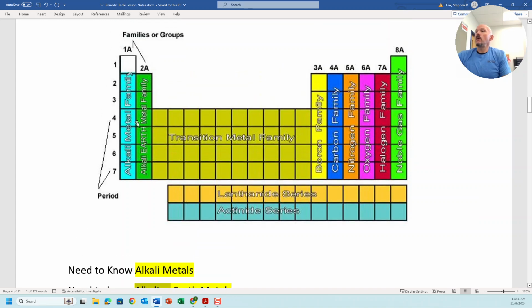And then we can switch it all the way over here. So fluorine's group are the halogens, okay? And the last group on the periodic table, these are the noble gases, okay?